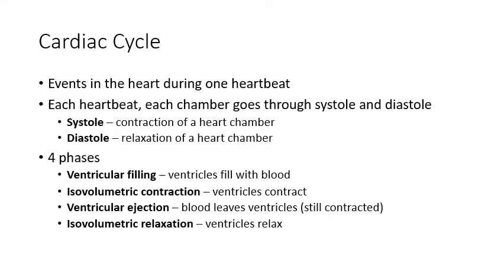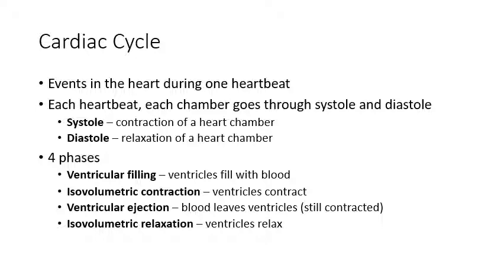So now we'll go through the steps and phases of the cardiac cycle, which basically just describes a series of events that occur in the heart with every heartbeat. During the cardiac cycle, every chamber of the heart is going to, at one point or another, go through systole and diastole. Systole is a contraction, and diastole is a relaxation. So when the chamber is in systole, it's contracted. When the chamber is in diastole, it's relaxed.